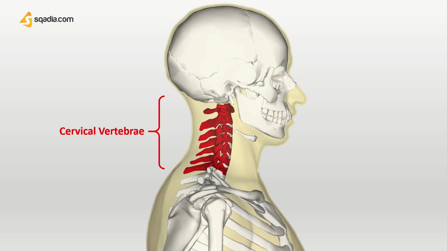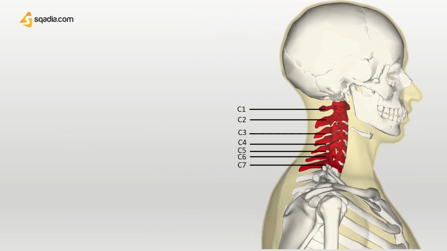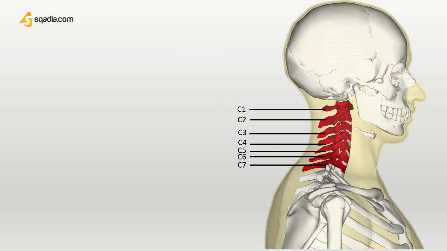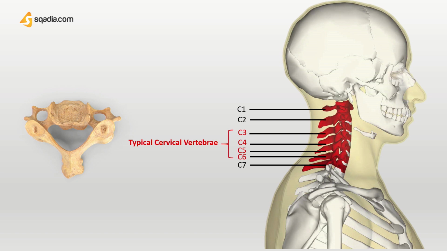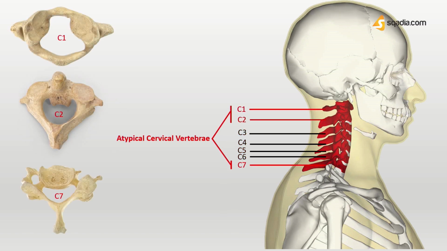cervical vertebrae. The name cervical vertebrae has been derived from the Latin word cervix, meaning neck-like. There are 7 in number. Out of these 7 vertebrae, from C3 to C6 are classified as the typical cervical vertebrae because they're nearly identical. Remaining C1, C2, and the last vertebrae, C7, are all atypical in shape.